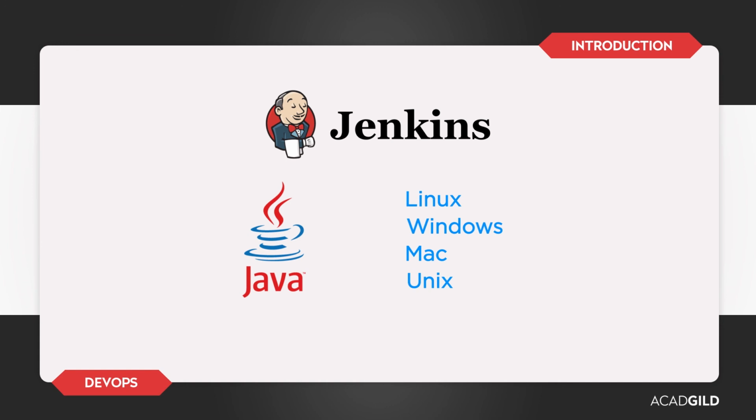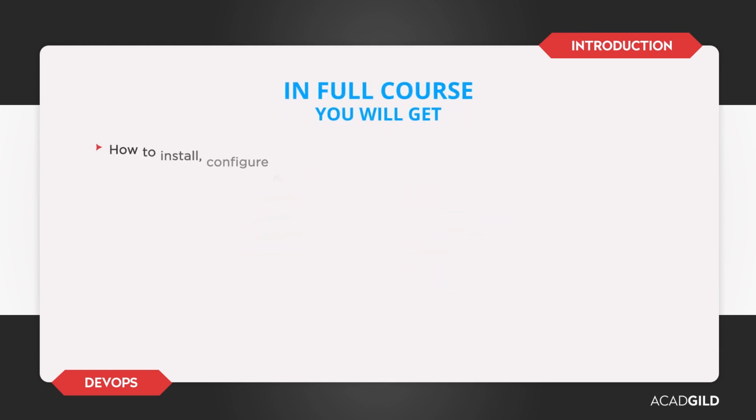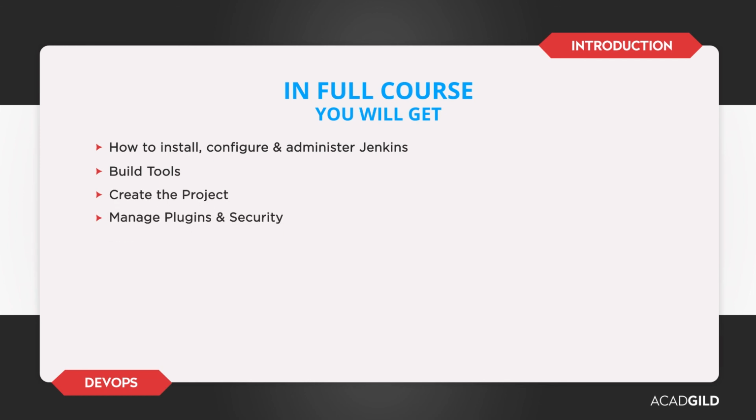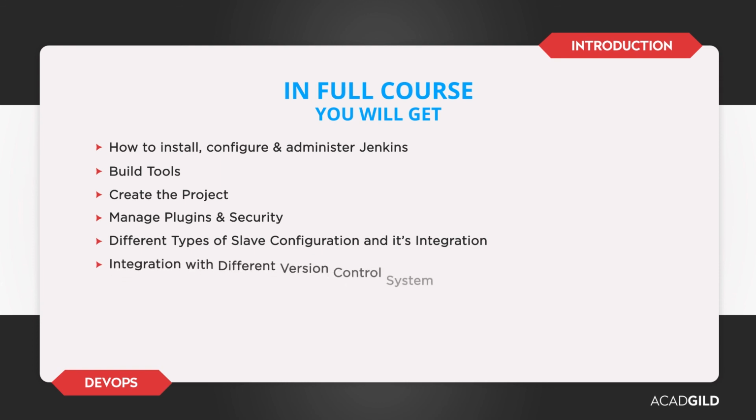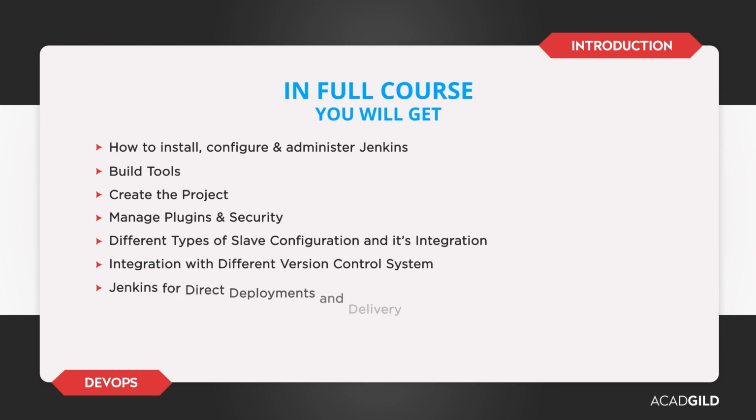Jenkins supports plugins and slaves. Thus, Windows, Linux, or any other platform can be connected to Jenkins as a slave and can have a distributed build environment. In our complete course about DevOps, we discuss how to install, configure, administer Jenkins, build tools, create the project, manage plugins, manage security, and also discuss the different types of slave configuration and its integration. We shall also discuss the integration of Jenkins with different version control systems. We will also try to see if we can use Jenkins for direct deployments and delivery as well. Right, so in the course, this will be covered.